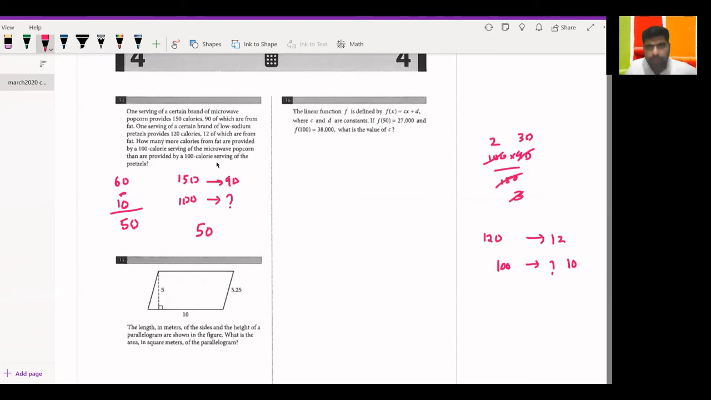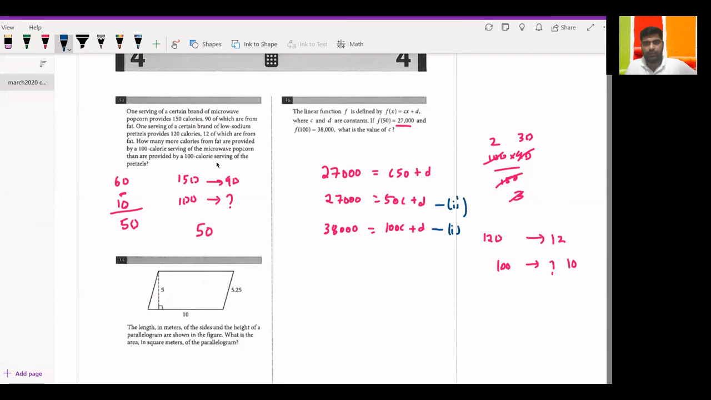Let's do 36 first. Then I'll go down. f of x equals Cx plus D, f of 50 is 27,000, f of 100 is 38,000. What is the value of C? So they want you to solve an equation like this. 27,000 for f of x, x is 50. So C times 50 plus D. So 27,000 equals 50C plus D. Similarly, 38,000 equals 100C plus D. I'll call this 1, I'll call this 2, I'll do 1 minus 2.